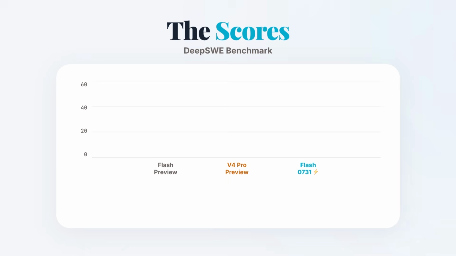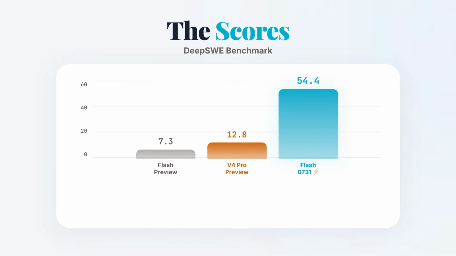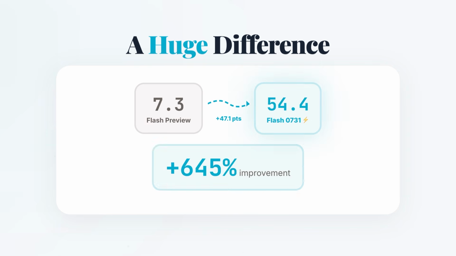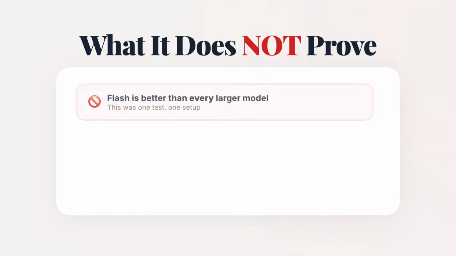Now let us return to the biggest benchmark gap I promised you. On DeepSeek Flash-0731 scored 54.4. The earlier Flash preview scored only 7.3, while V4 Pro preview scored 12.8. That means the updated Flash scored more than 4 times higher than V4 Pro preview on this particular test. That is a huge difference, but we need to understand what it does and does not prove.